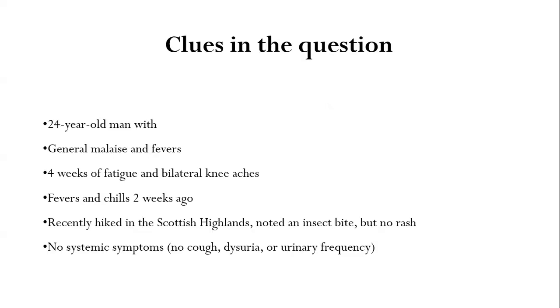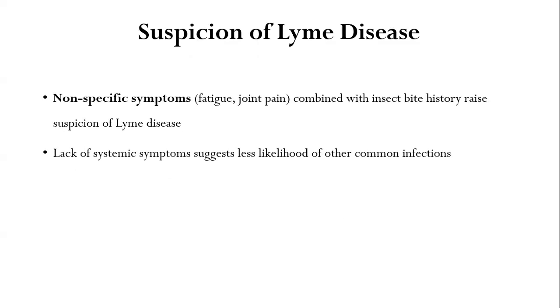So I believe you have now guessed what disease this question is referring to. So the clues in the question are: he's a 24-year-old male. He presents with certain non-specific symptoms like generalized malaise, fatigue, and fever. There is 4 weeks of fatigue and bilateral knee ache, fever and chills 2 weeks ago. Another important history was that he recently hiked in the Scottish Highlands and noted an insect bite. However, there was no rash, and he does not have any systemic symptoms like cough, dysuria, or urinary frequency. So the question here definitely refers to Lyme disease.